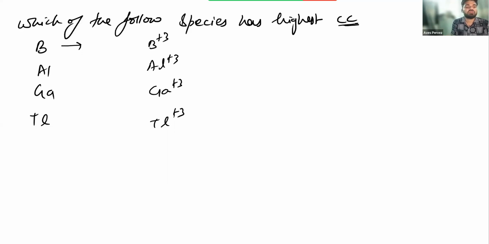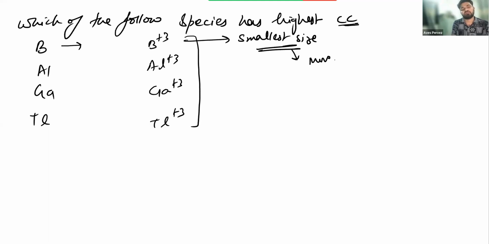So if I talk about this one, you know that this is going to have very small size. I'm going to repeat again and again that smaller the size, more will be the covalent character, more will be the ionic potential, and less will be the ionic character. So this is going to have the smallest size, and therefore more covalent character. And opposite to covalent is ionic.